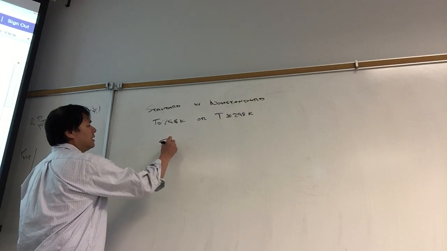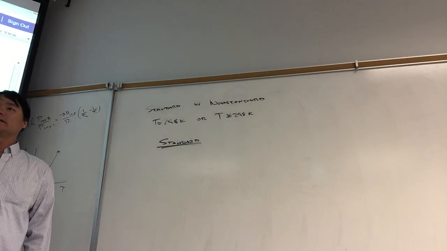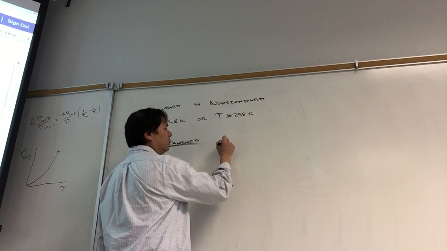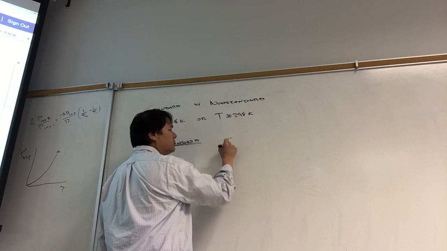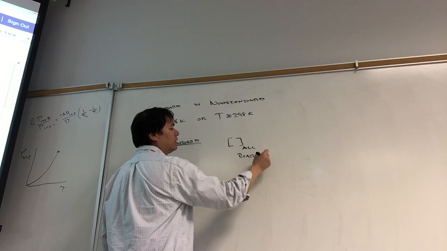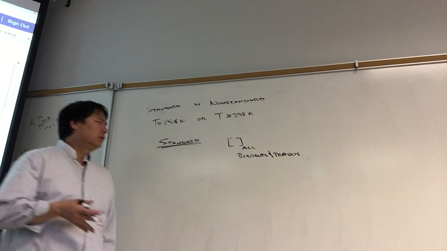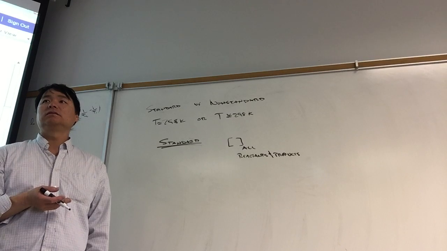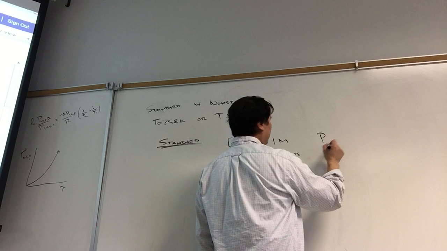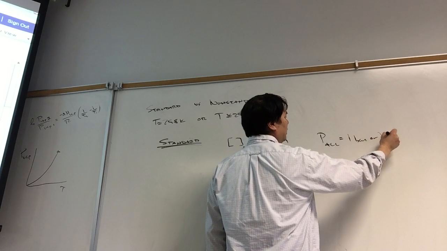When we're dealing with standard conditions, then we have a choice. The temperature might be 298, the temperature might not be 298. But what does standard conditions mean? Standard conditions means that the concentration of all the reactants and products, everything, is 1 molar, and the pressure of any gases will be 1 bar or 1 atm.